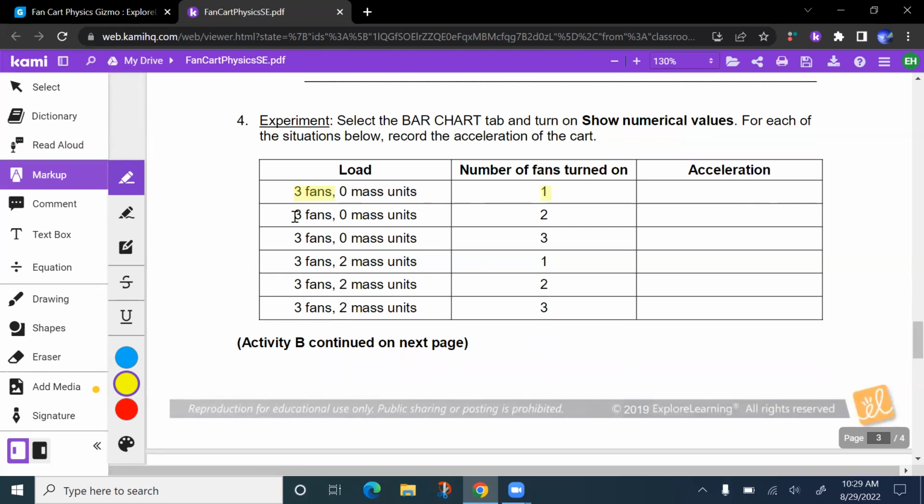The second trial, you're going to have 3 fans on the cart, but now you're going to have 2 of them turned on. You're going to record that observation here. The third trial, you're going to have 3 fans turned on, all 3 of which, so 3 fans on the cart and 3 fans turned on. You'll record the acceleration right here.